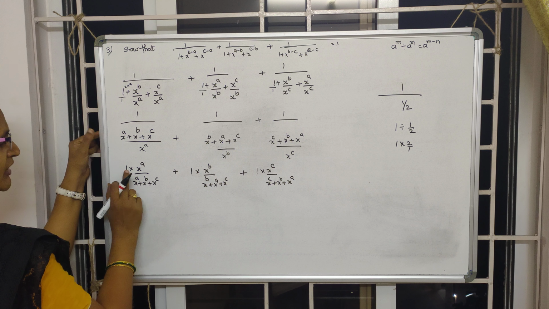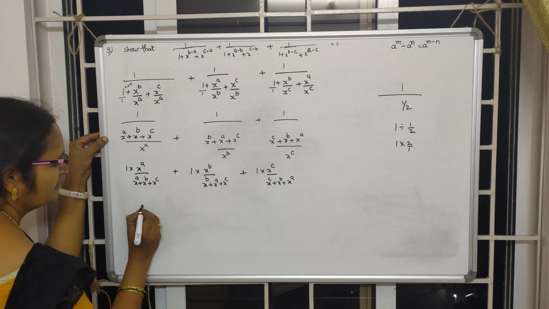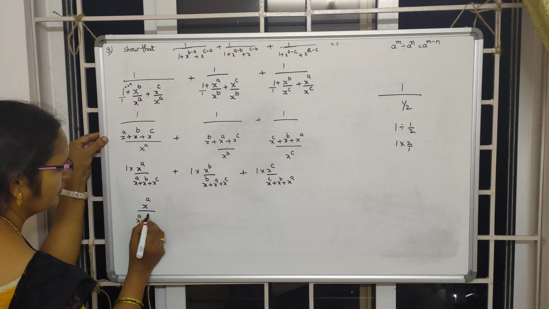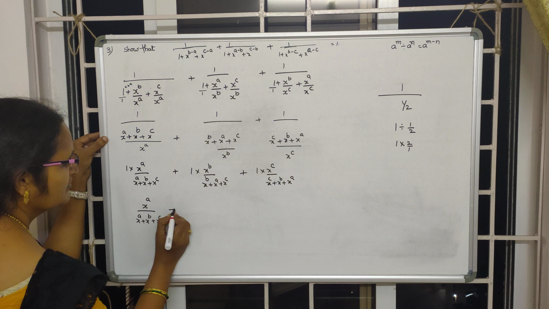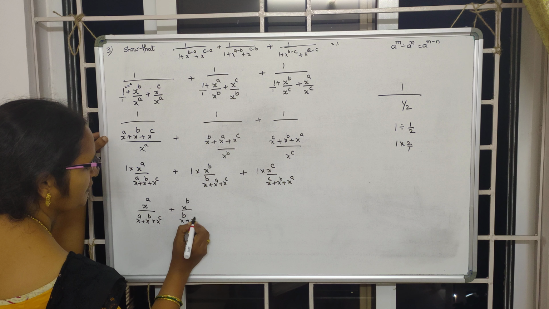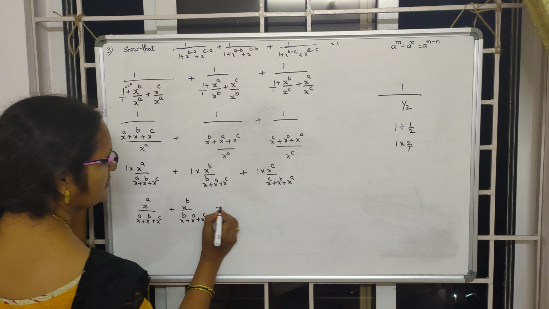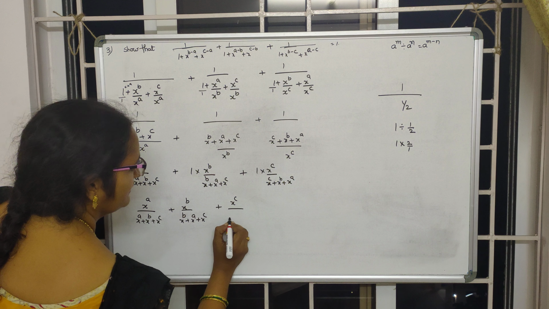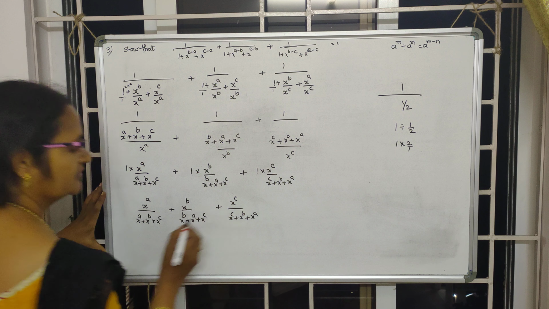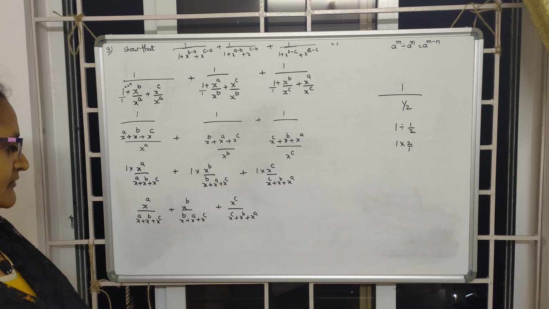Now 1 times whatever may be the same number, we will get x^a by x^a plus x^b plus x^c, plus x^b by x^b plus x^a plus x^c, plus x^c by x^c plus x^b plus x^a. Now all of them are representing fractions.